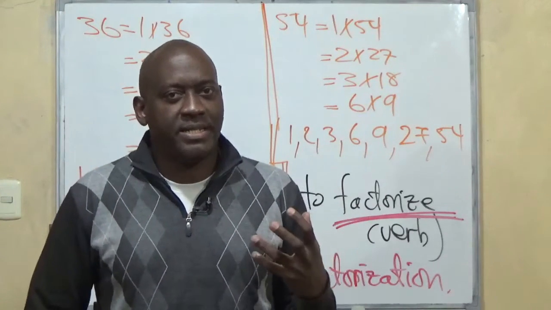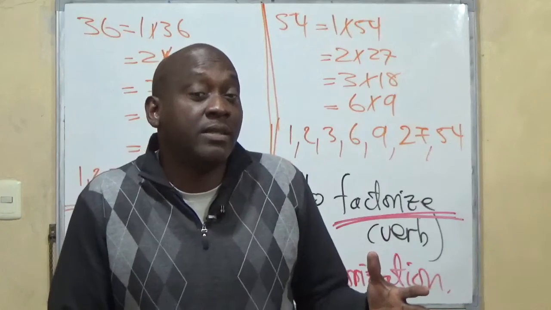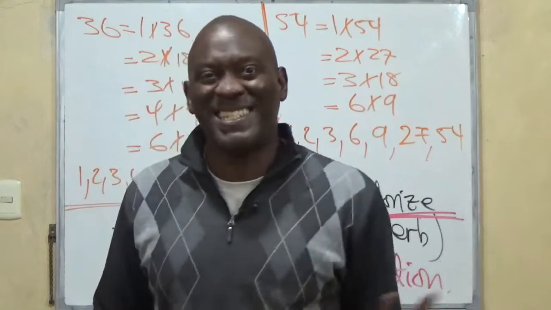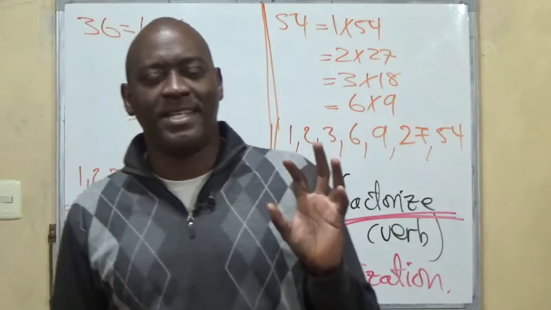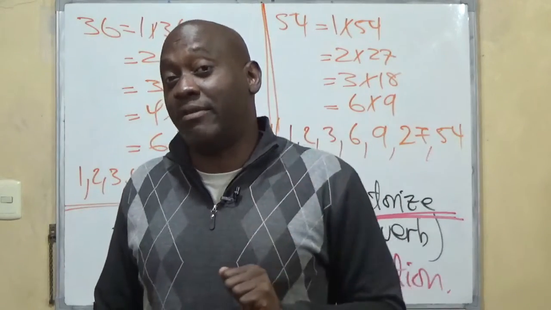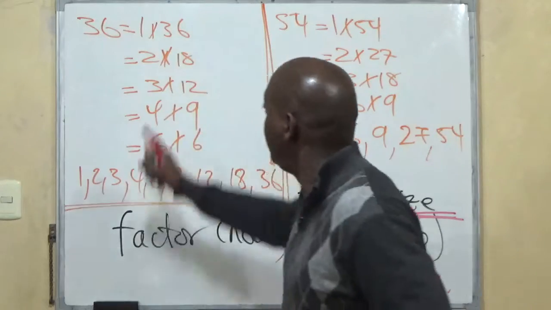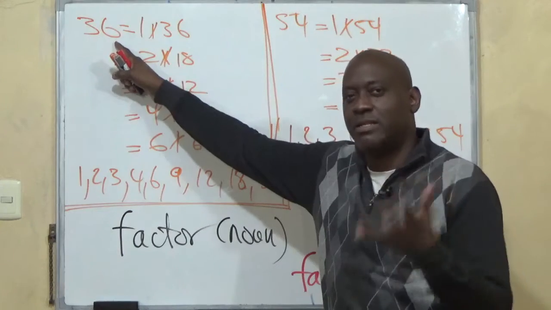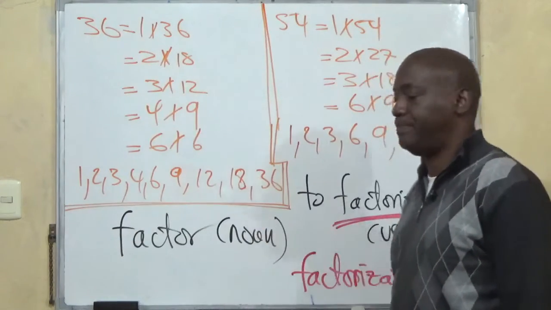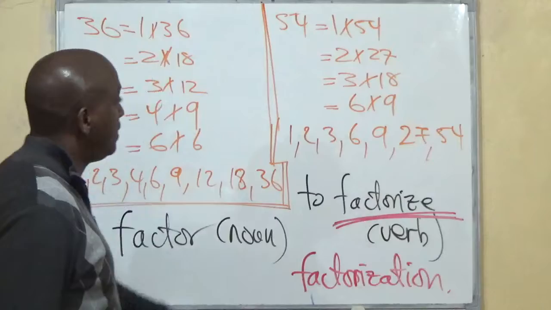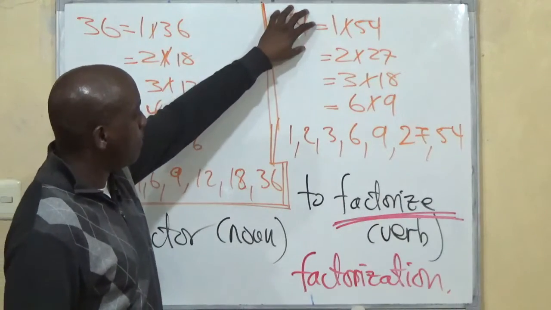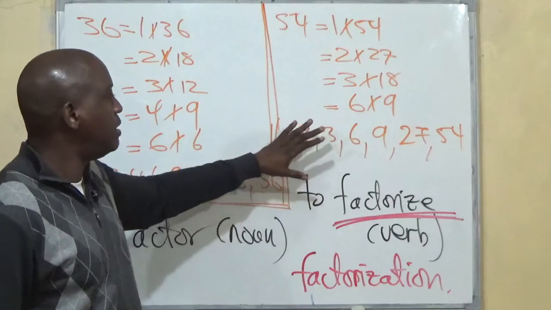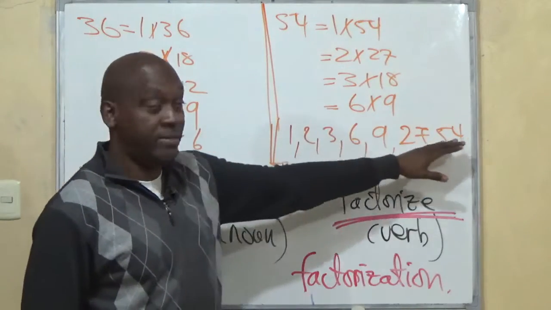Constituent just means that it is part of something else. If you think in politics, you could think of the constituents in a constituency. So the constituency is the number itself, 36, and the constituents are the constituent factors. Same thing over here. The constituency is 54, and the constituent factors are these numbers here.